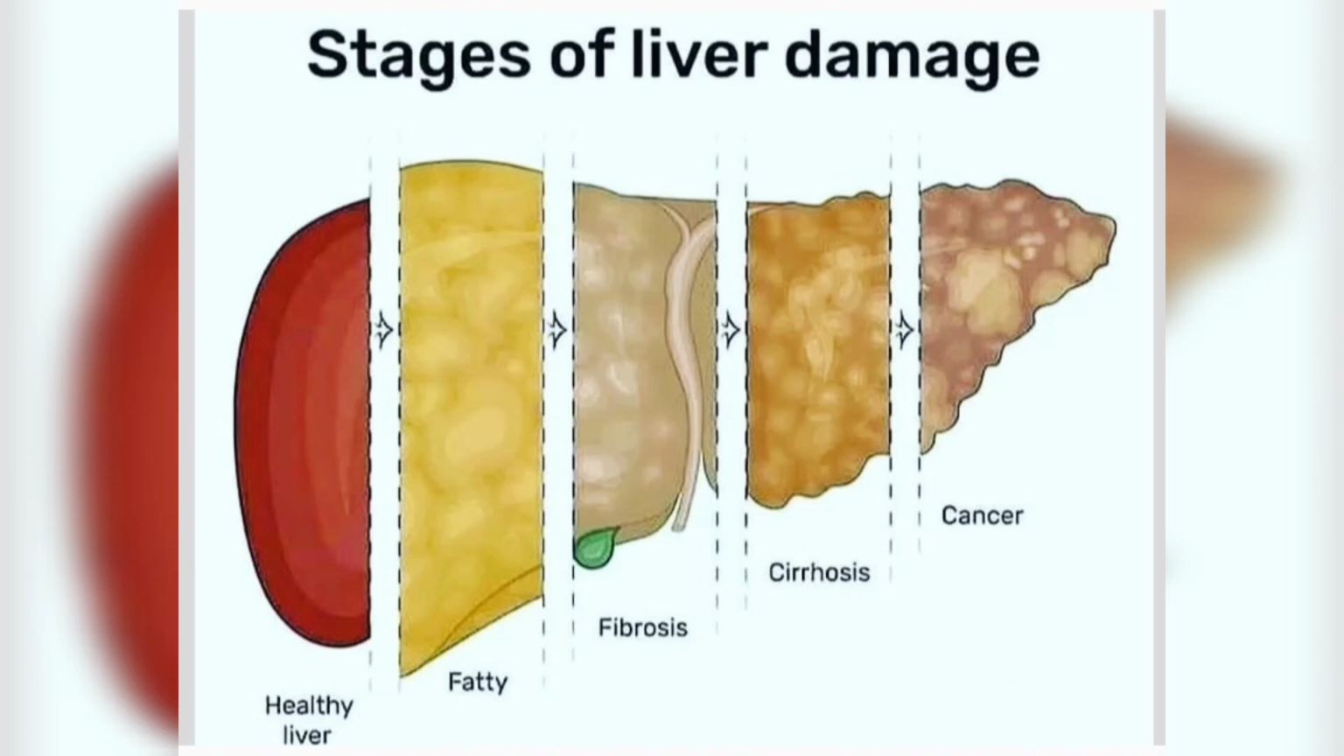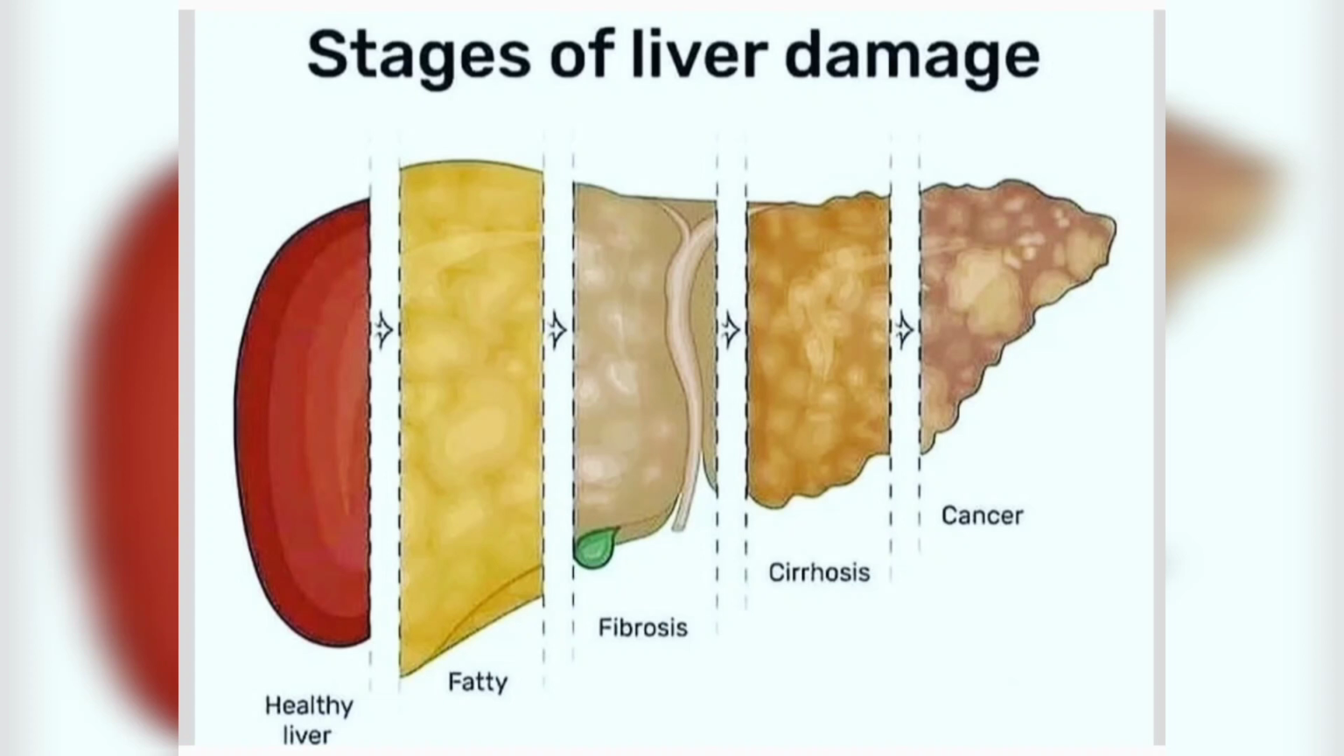And the last and the most severe stage of the liver damage is called cancer. The cancer is the most fatal stage of the liver damage, and it can cause the death of the patient. And the cancer are mainly of two types, benign and malignant.